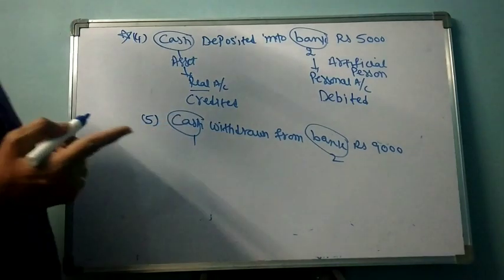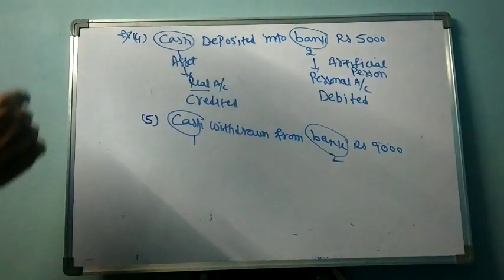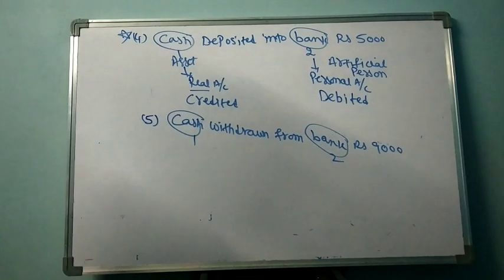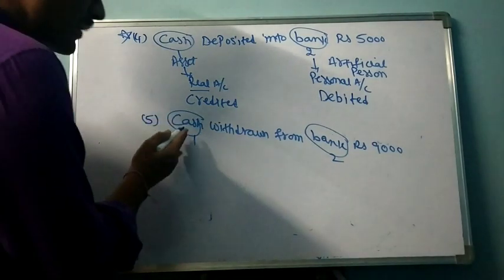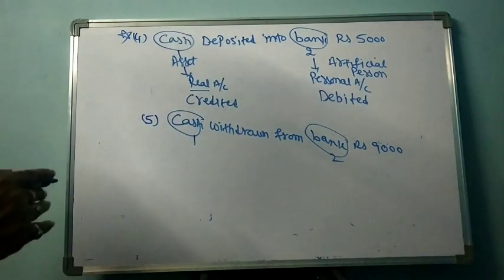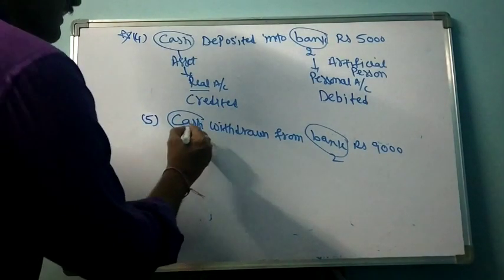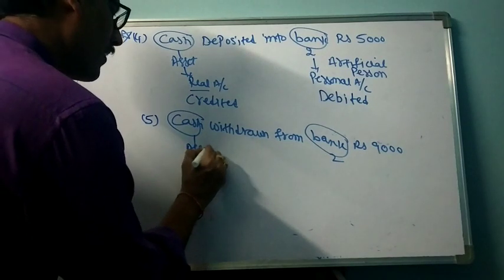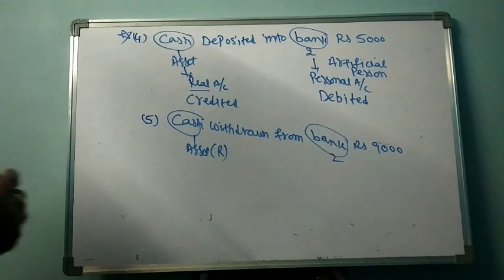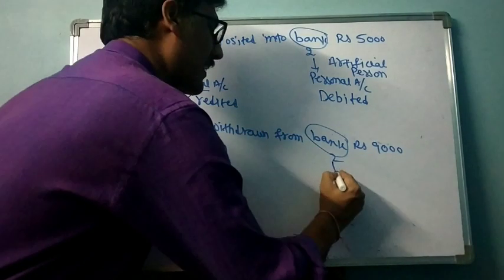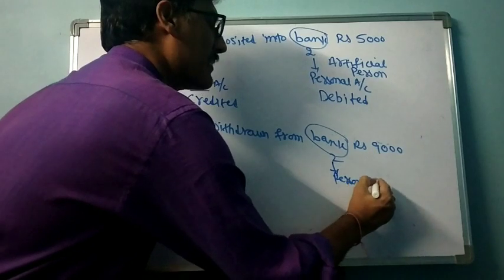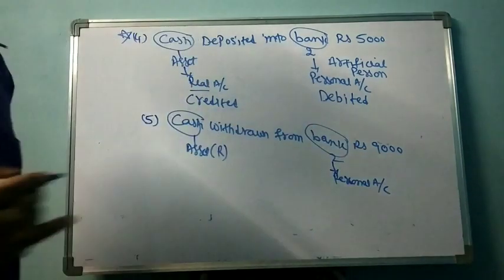Then we should follow step number 2. What is step number 2? Identifying the nature of account. Nature of account means type of account. Whatever accounts we have identified here, whether they belong to personal account, real account or nominal account. Cash is an asset. All goods and assets come under real account. Bank is an artificial person. Whatever it may be, it comes under personal account.